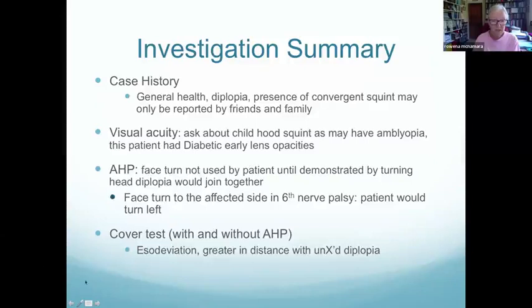When we did the cover test, we found an ESO deviation. It was smaller at near and bigger in the distance. And the diplopia is going to be uncrossed. And we can talk about projection and diplopia on another day.